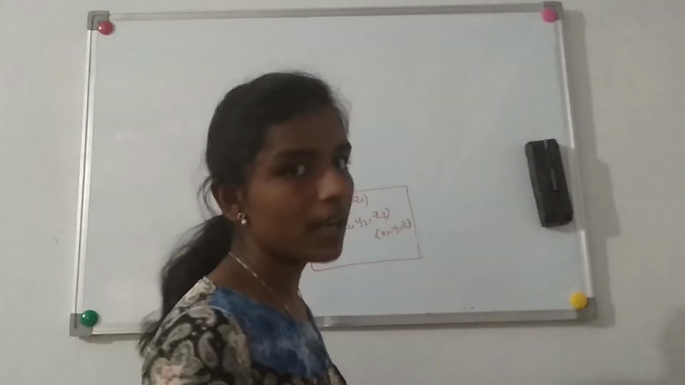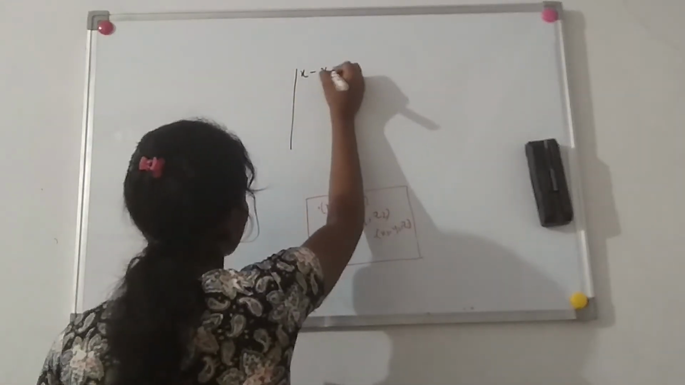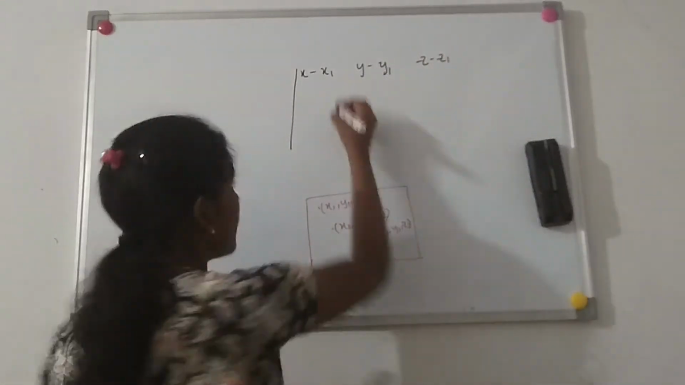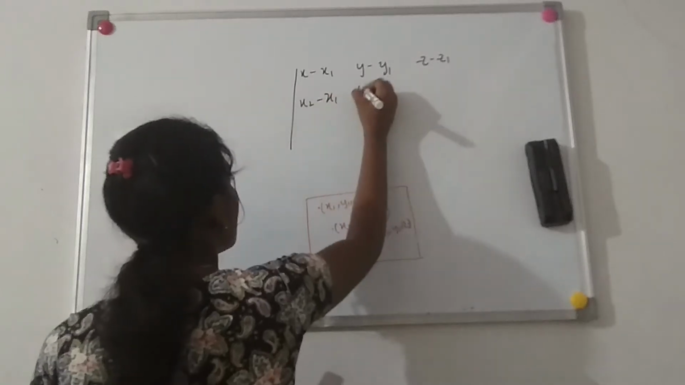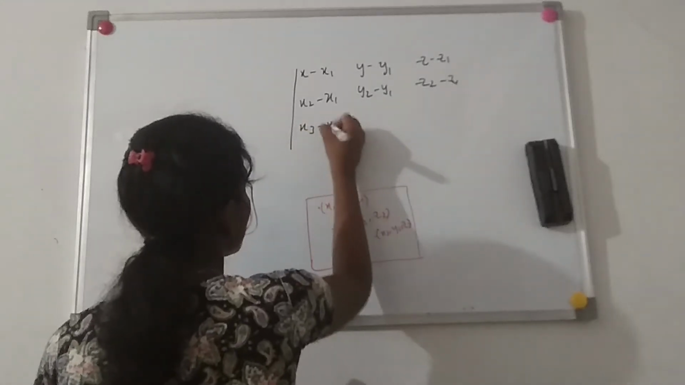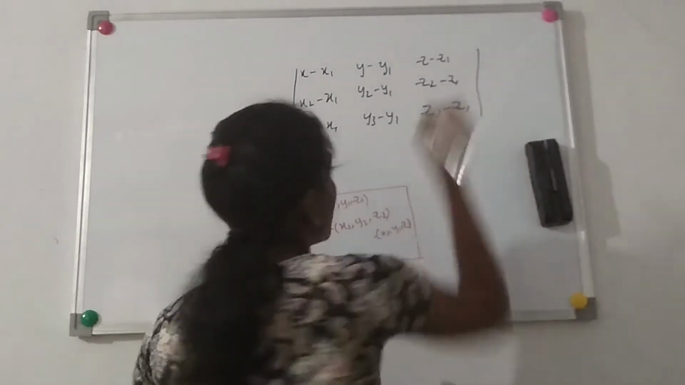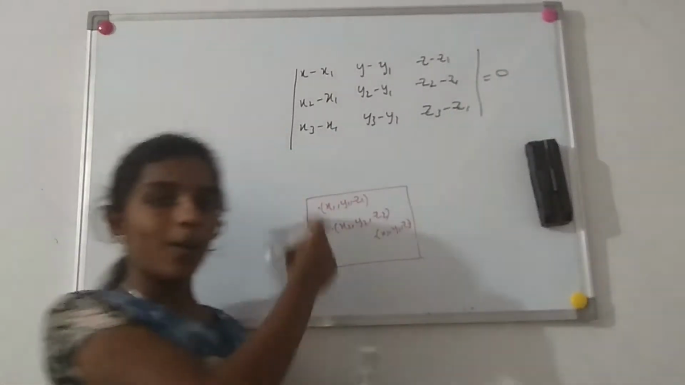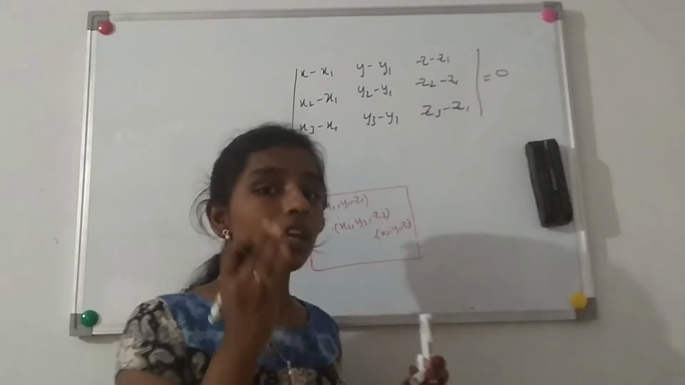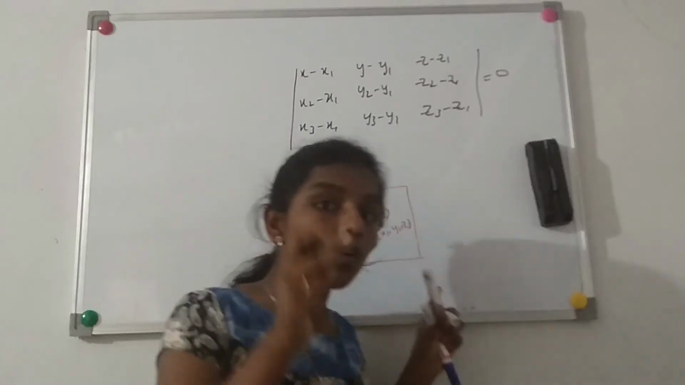So there's a small formula for that. That is the determinant of x minus x1, y minus y1, z minus z1; x2 minus x1, y2 minus y1, z2 minus z1; x3 minus x1, y3 minus y1, z3 minus z1, equals 0. This is the formula for the equation of the plane if you have been given 3 points situated on a plane, and that too non-collinear points.